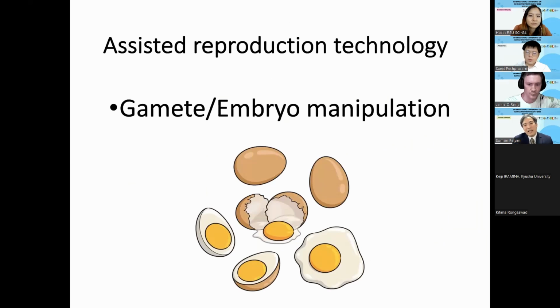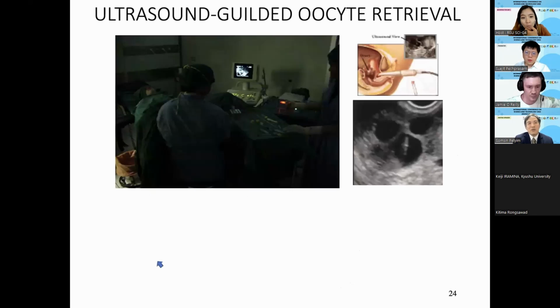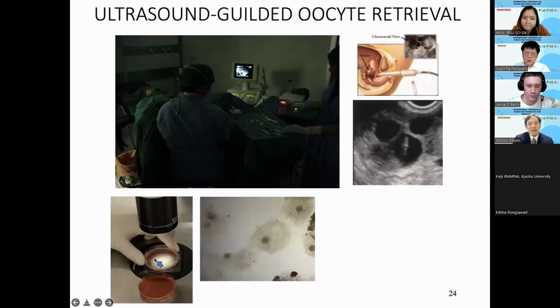But when you get the egg out, how can you manipulate the eggs? In the procedure of the IVF, we have to take the egg from the ovary. We put the needle inside the follicle to take the egg out. We do ultrasound scanning when the follicle is big enough, and we aspirate the egg out. Then we can see from the microscope that the egg is very tiny. We cannot see it by eye. We have to use a microscope.